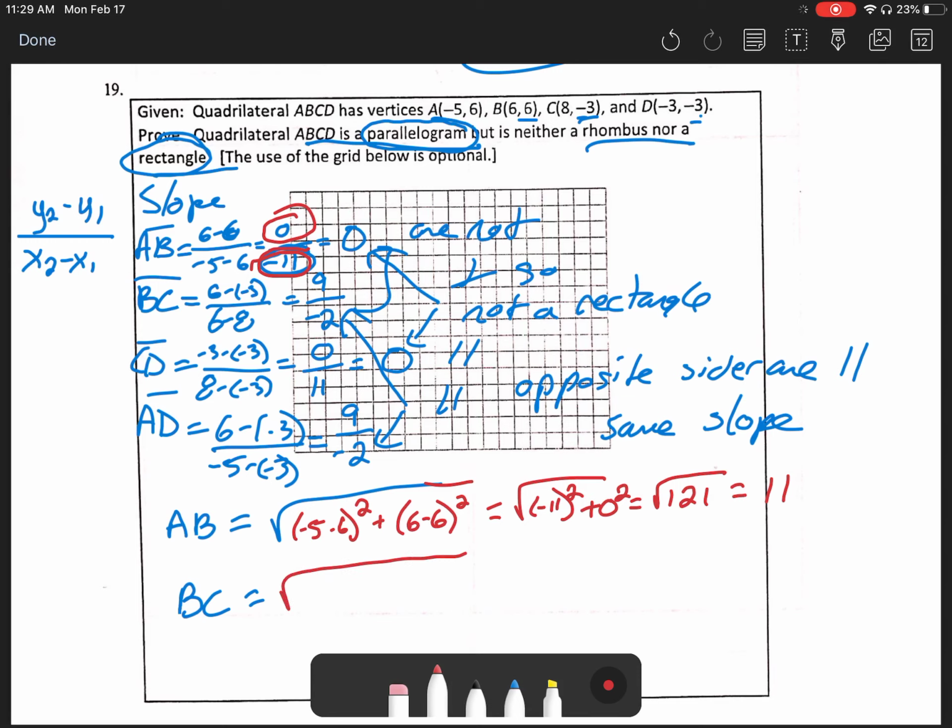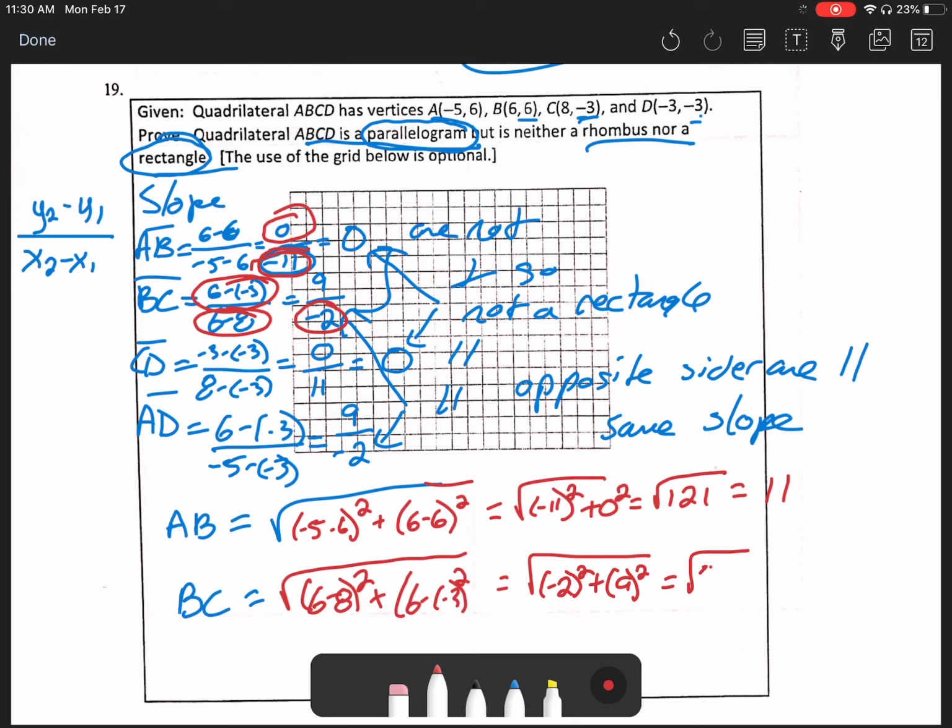And then from B to C, we do the same thing. You can kind of cheat by looking at these values here. So I know it's going to be 6 minus 8 squared plus 6 minus negative 3 squared. That's going to be negative 2 squared plus 9 squared, which is radical 85. These are not the same. So sides are not congruent, so not a rhombus.